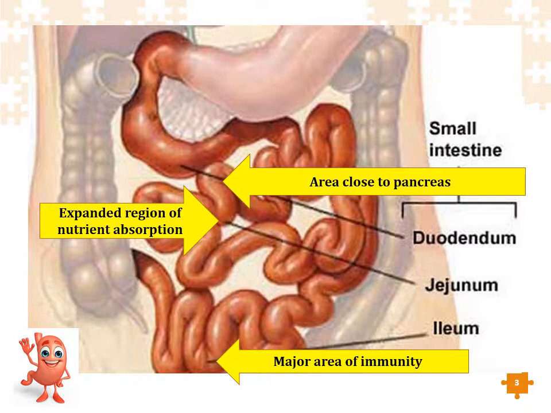The jejunum is the middle part of the small intestine. This is actually an expanded region of nutrient absorption. And the ileum, which is the furthest down segment of the small intestine close to the large intestine, is a major area of immunity, often an area that's compromised in inflammatory bowel disease in the small intestine. It's also the last section before entering the large intestine through the valve called the ileocecal valve.